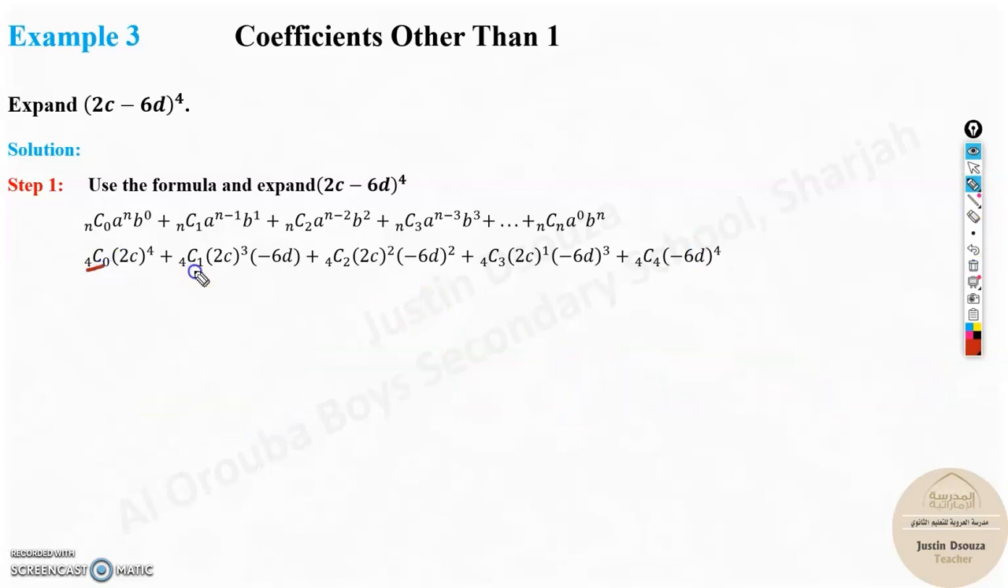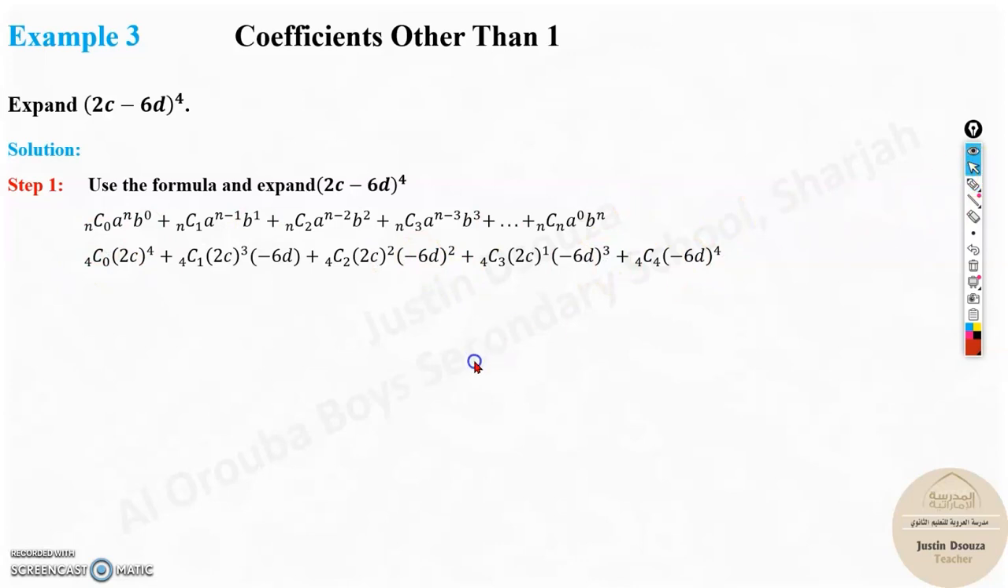Write the coefficients first, the formulas. Then write the first term, 2c to the power 4, 3, 2, 1 and 0. 0 means you stop over here. You need to stop when you get 4c4, or if it is 5c5 you need to stop. That's the last term. So there you need to start the b term, that is minus 6 whole power 4, 3, 2, 1 and 0.